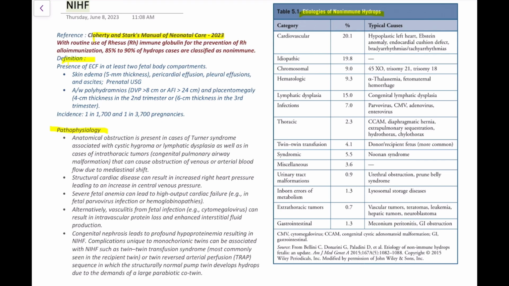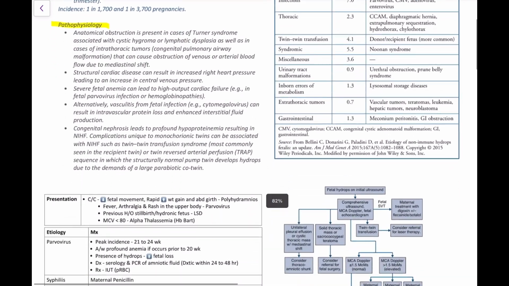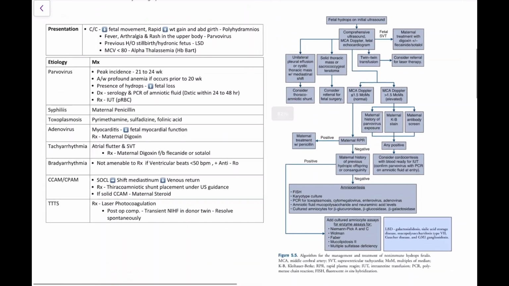I have also used some abbreviations here and I put those in the description. In case you don't understand, then read it there. Another thing I have to tell you is about the mirror syndrome, which is the life-threatening maternal complication of fetal hydrops. I will explain it in my next video along with some other maternal complications of fetal hydrops.